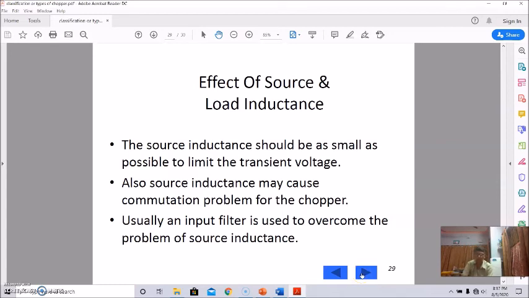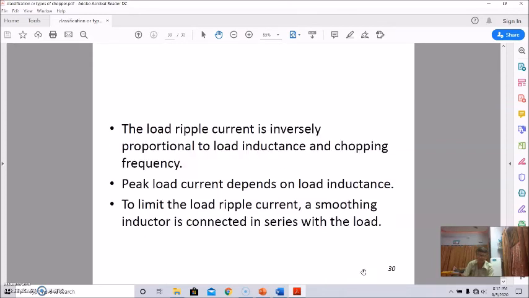Basically, in multi-phase choppers, in-phase operation and phase shift operation we have discussed, and how it is being utilized in our industrial or practical life. So mostly we have discussed all these things. That covers the entire curriculum of these DC-DC converters, as depicted in the curriculum.